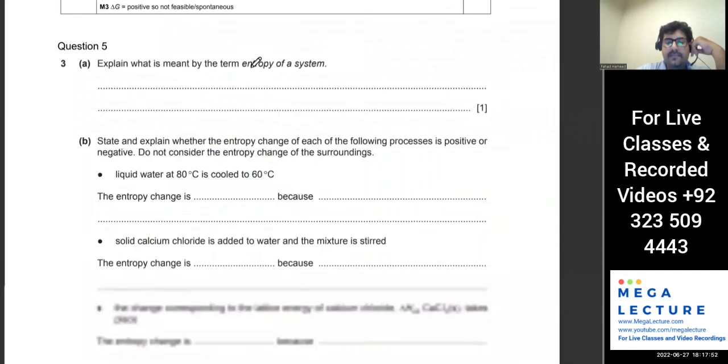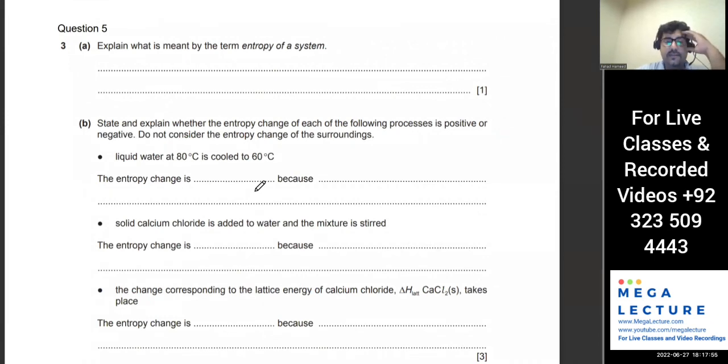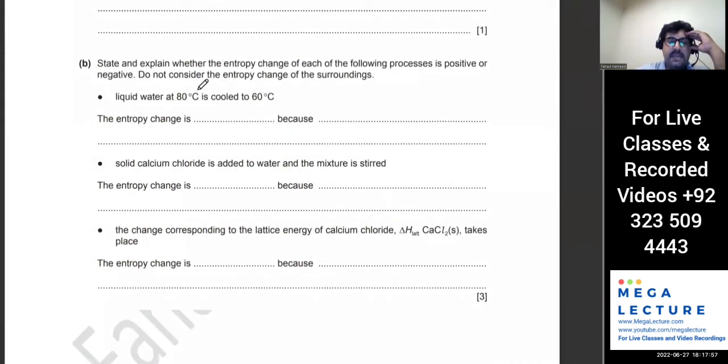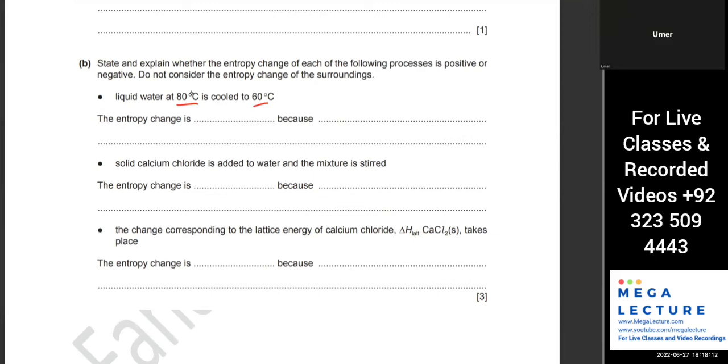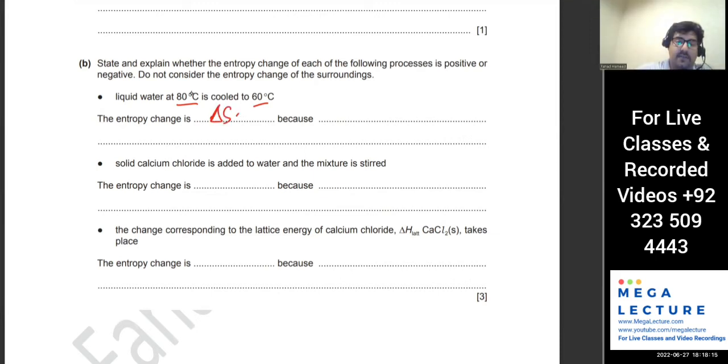Now entropy. That's a measure of the disorder of a system. Liquid water at 80 is cooled to 60. So the entropy change is what, negative or positive? Less disorder or more disorder? Less disorder, so delta S is negative. Why? Because the molecules are losing kinetic energy, so there'll be less disorder, although there won't be much difference, because water at 80 and water at 60 kind of look the same.